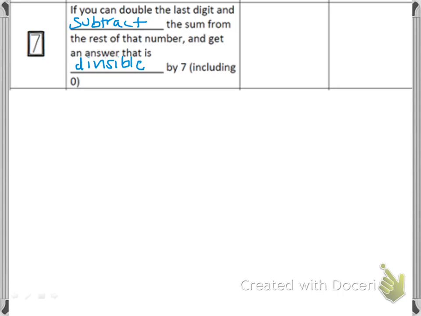For example, we're going to do 672. I'm going to do the work down here. 672. We double the last digit. Our last digit is 2. So we're going to double it, which means multiply it by 2. So 2 times 2 gives us 4.